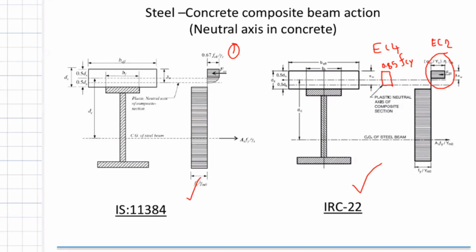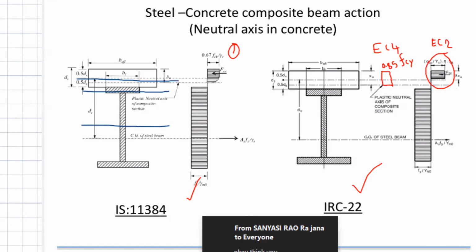So what are the other possibilities? The first possibility, let me show with blue: the neutral axis can be in the concrete, the neutral axis can be in the flange, and the neutral axis can be in the web. Correct, the three possibilities will come. Why do they come like that? It depends on the relative strength of steel and concrete.